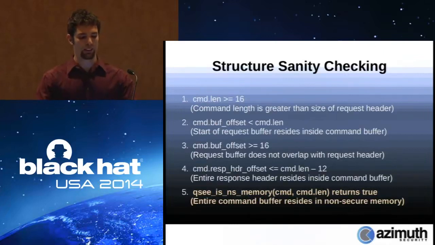The first of these is that the length of the command buffer is greater than or equal to 16, which is the size of the request header. Next, they confirm that the buffer offset, which is the offset from the beginning of the command buffer to the input buffer, resides somewhere inside the command buffer. All of these make sense so far. Next, they check that the buffer offset is greater than or equal to 16, which is the size of the request header, to guarantee that the input data doesn't overlap with the request header.